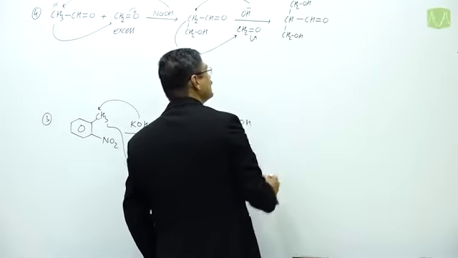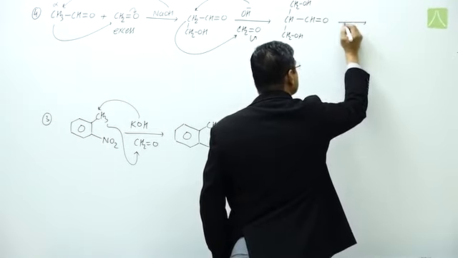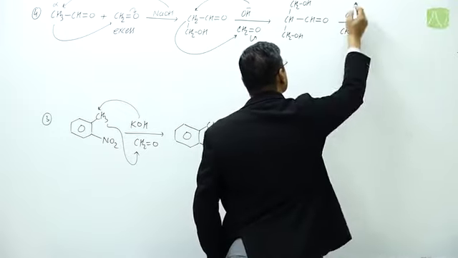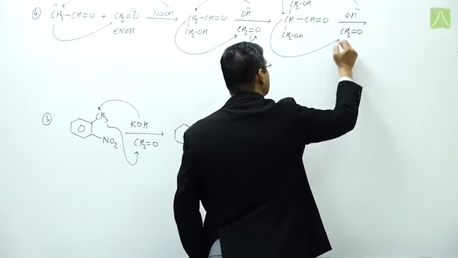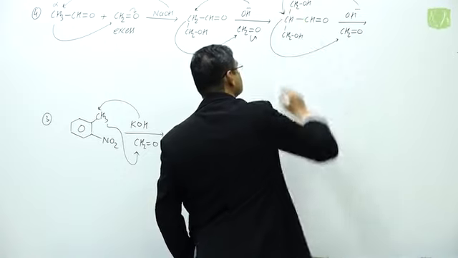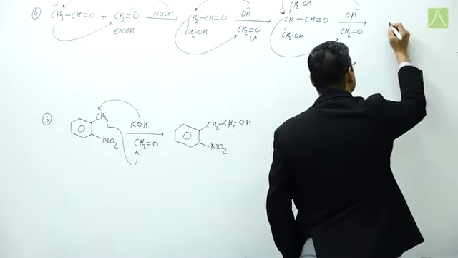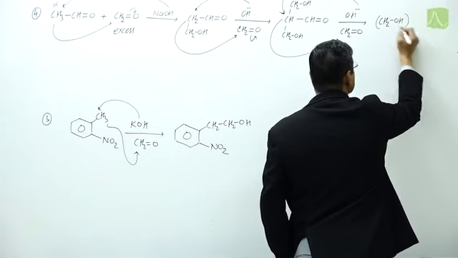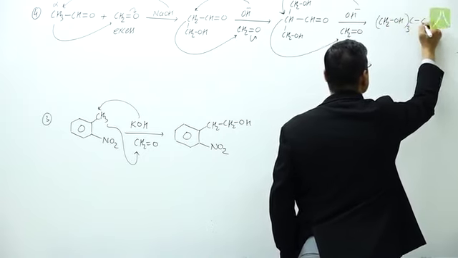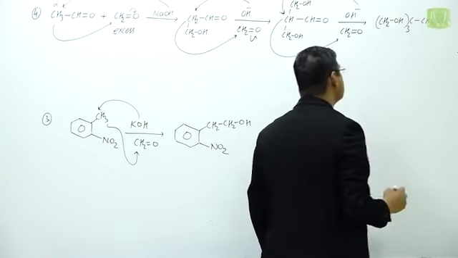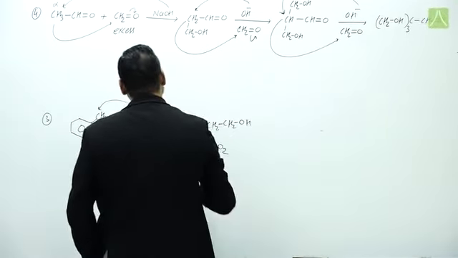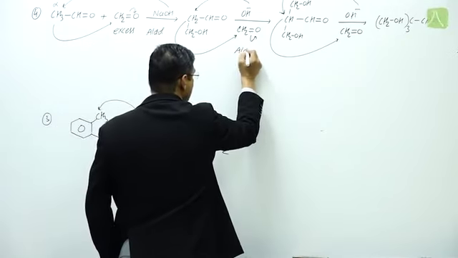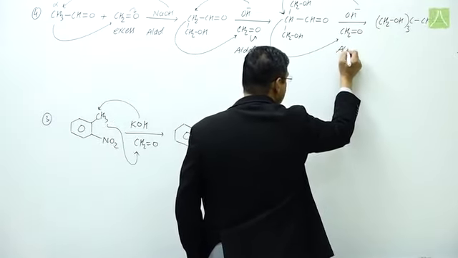One alpha H is again present. So I repeat the same. Remove this alpha H and add to this. Then 3 moles of CH2OH are present on this carbon. So a total of 3 times aldol reaction takes place. Suppose this is the first aldol reaction, this is the second aldol reaction, this is the third aldol reaction.